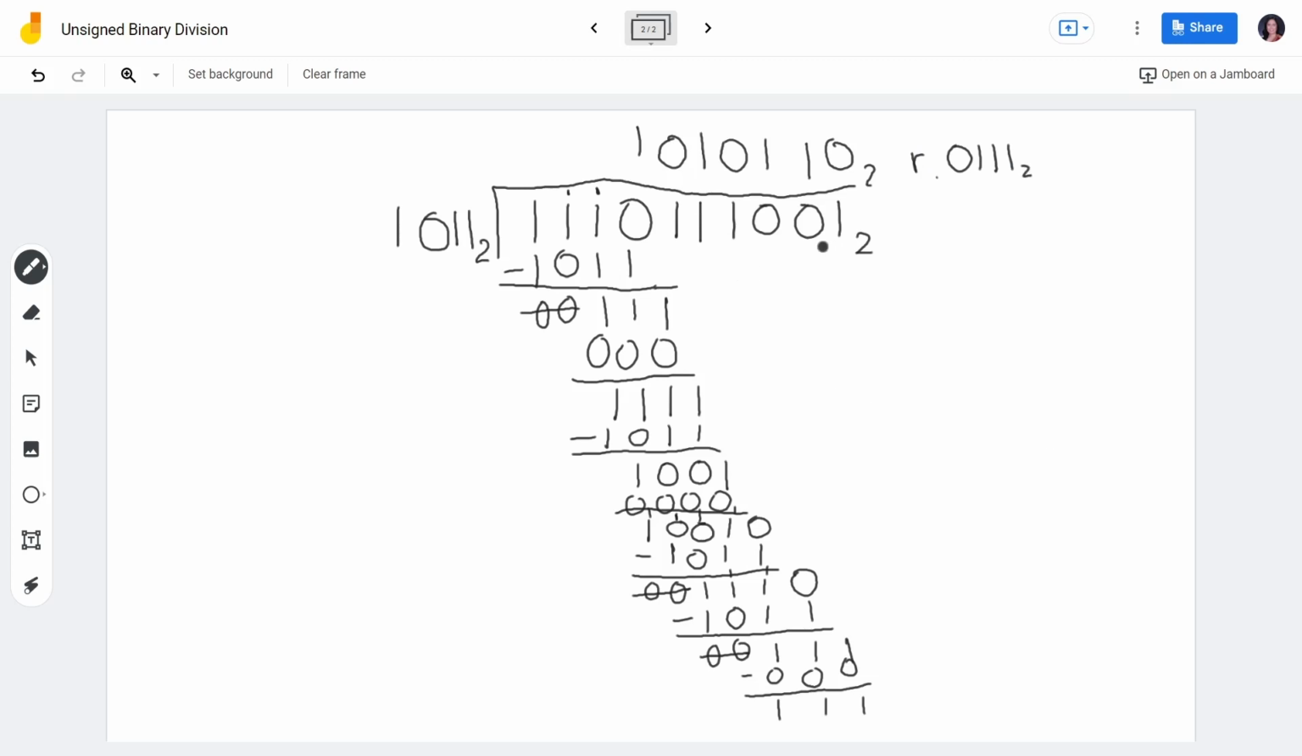So what's the value? So 1, 2, 4, 8, 16, 32, 64, 128, 256, and 512. So let's add 512 plus 256 plus 128.